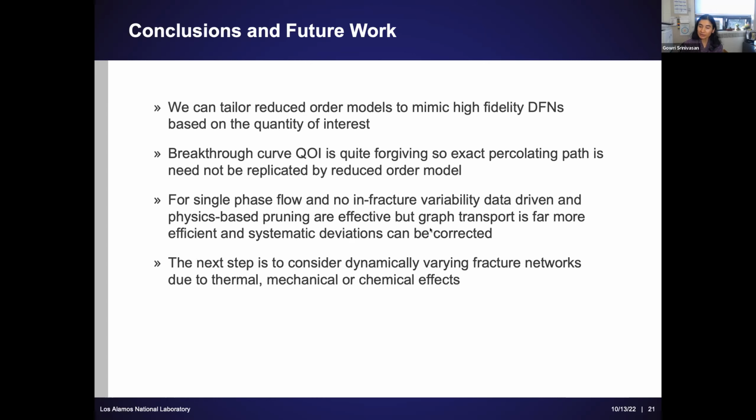And as I mentioned, in all of these, the fractures are static. Even in the explosion case, typically the flow time is much slower compared to the time of formation of fractures. So what we looked at so far was static fractures, but we're starting to look at dynamically changing fractures. So if the path itself starts to open up or close up, that's our next avenue of research.